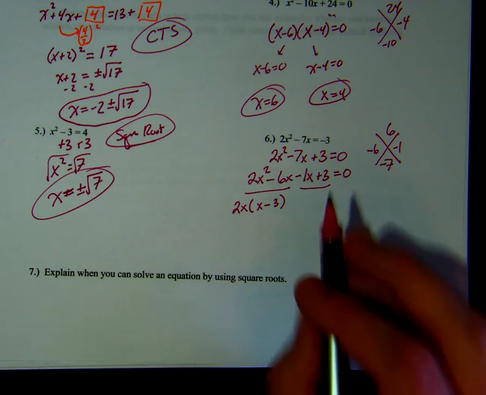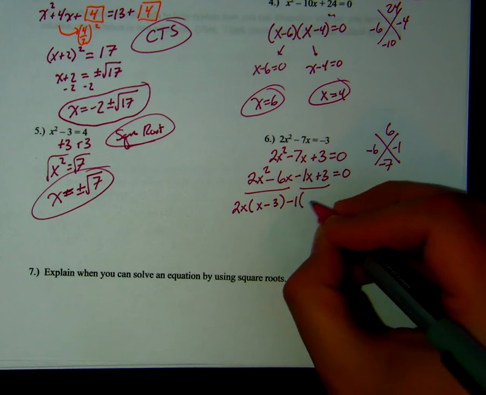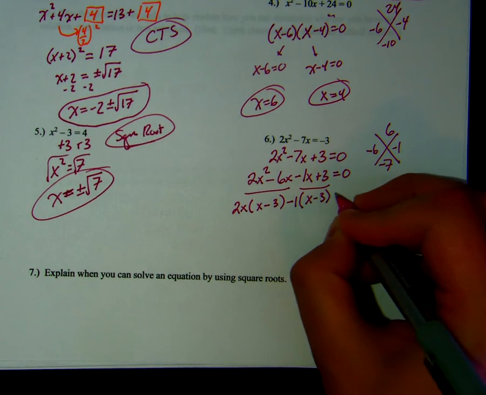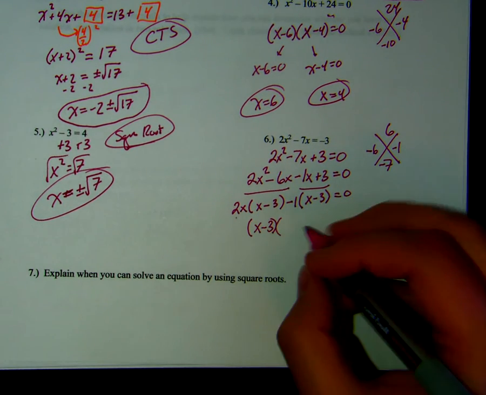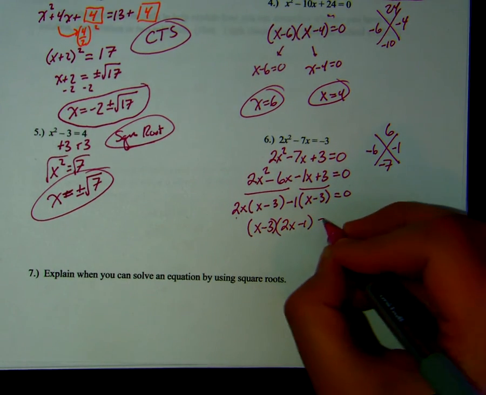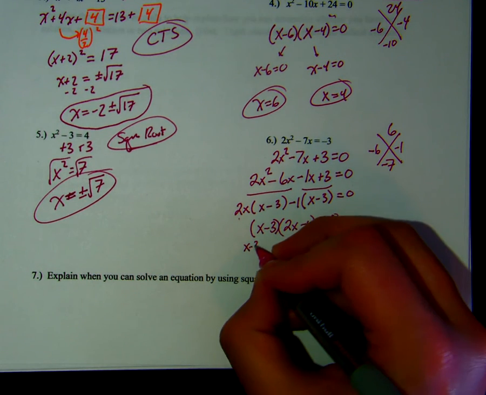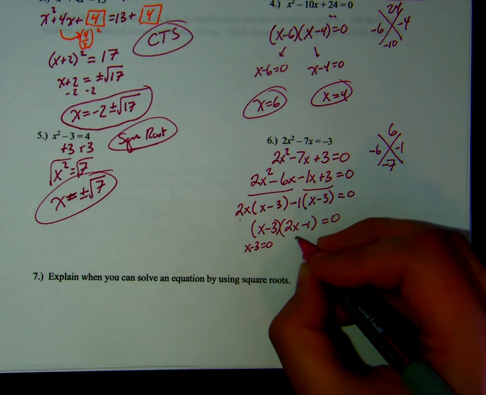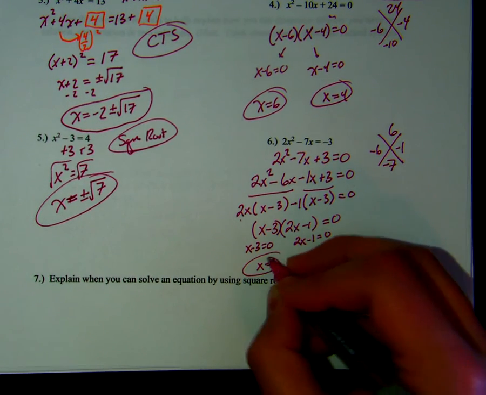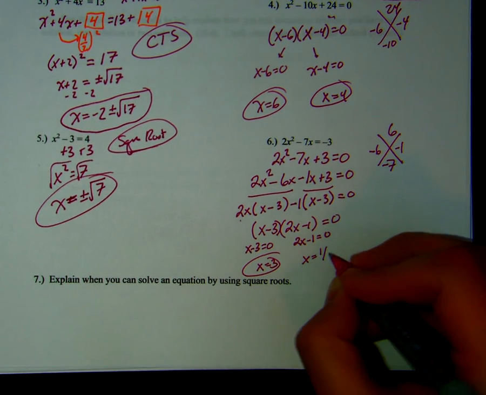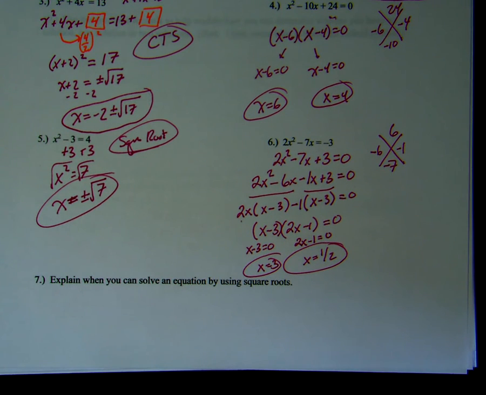This is negative x plus 3. So I need to factor out a negative 1 for those signs to match. So they have the x minus 3 in common, and that leaves me with 2x minus 1. So my solutions come from where x minus 3 equals 0, or 2x minus 1 equals 0. So we have x equals 3 as a solution. We have x equals positive 1/2 as the solution.